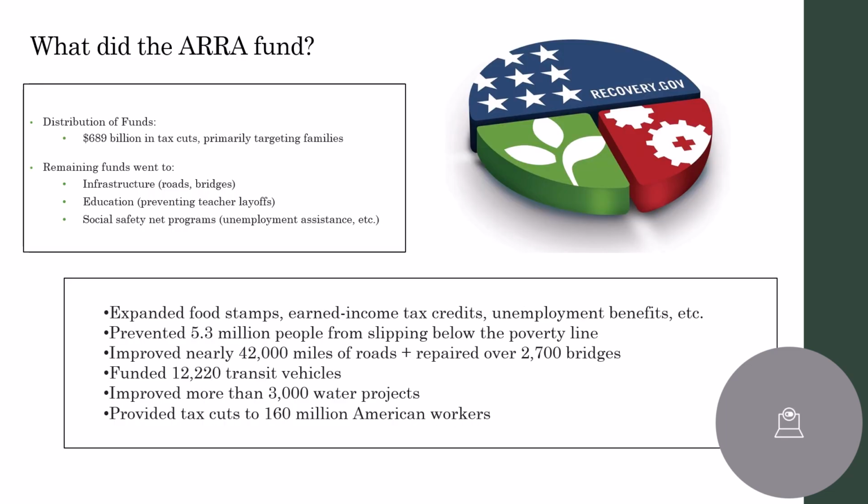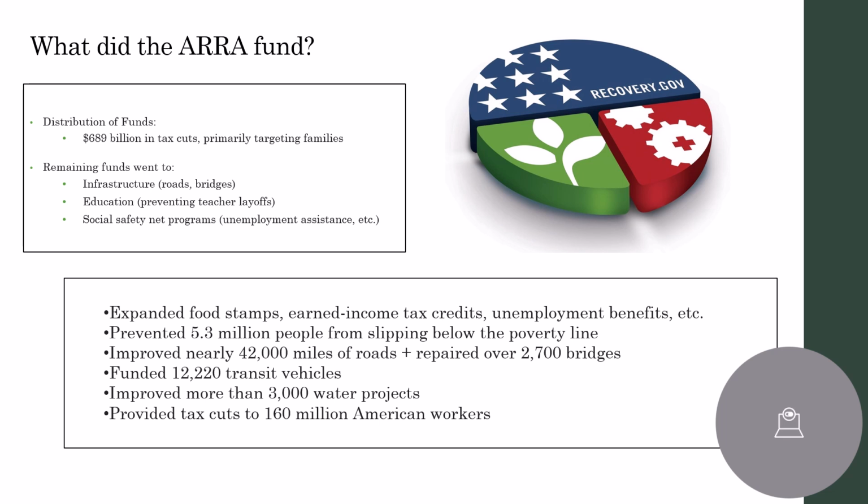So how was the $787 billion spent? The largest share, about $690 billion, went to tax cuts, with most of that relief targeting families to boost consumer spending and give the families more expendable income. The remaining funds were invested in critical areas to both stimulate the economy and protect public services.